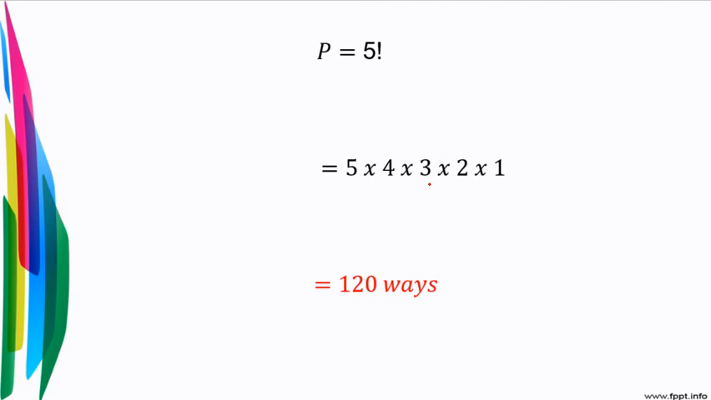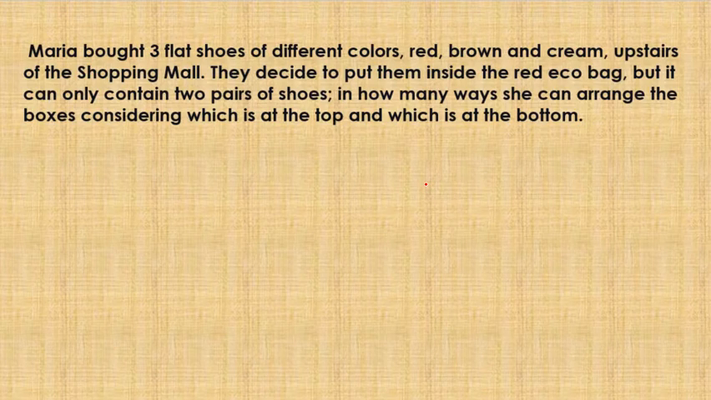Okay. So again, this first problem was solved using permutation. Why? Because of the keyword arrange. Let's have another one. Maria bought 3 flat shoes of different colors, red, brown, and cream, upstairs of the shopping mall. They decide to put them inside the red eco bag, but it can only contain 2 pairs of shoes. How many ways can she arrange the shoes considering which is at the top and which is at the bottom?